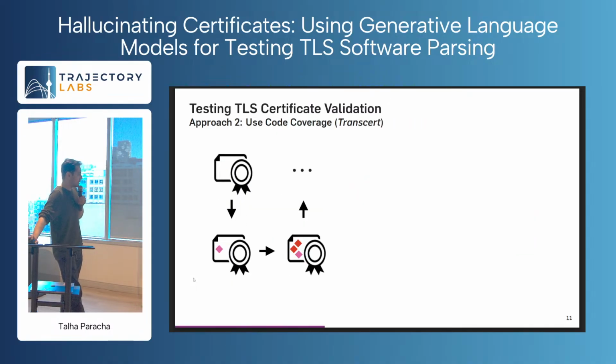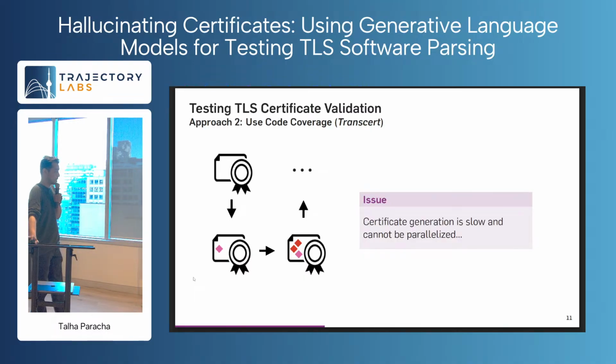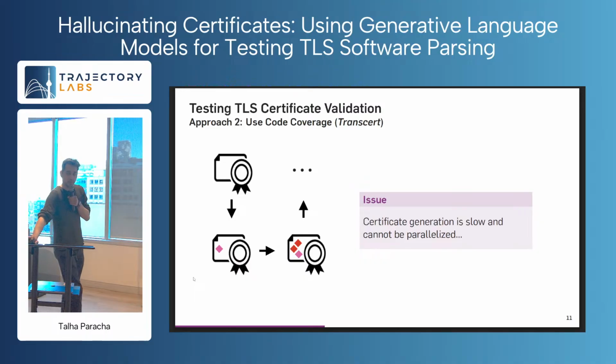A more recent approach called Transcert relies on code instrumentation to generate certificates one by one. What that means is that given a certificate, mutations are added on the basis of what improves code coverage. This is the current state of the art in this area. Unfortunately, the issue here is that certificate generation is slow because it relies on code instrumentation, which is getting data about code coverage. But more importantly, because it cannot be trivially parallelized, because each step depends on the step before.